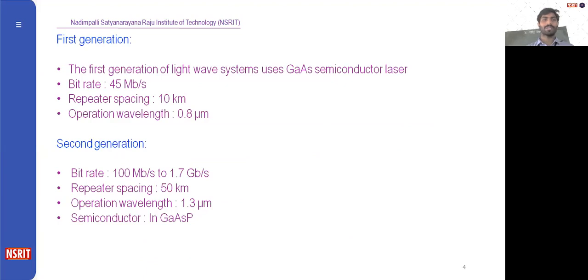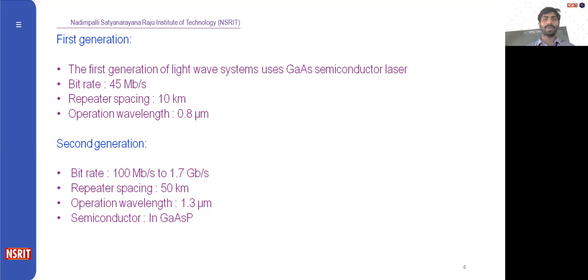Coming to the first generation, light wave systems used a gallium arsenide semiconductor laser. So here, the transmitter that is being used is gallium arsenide, which is an extrinsic material. The bit rate achieved in the first generation is 45 megabits per second, and the repeater spacing is 10 kilometers apart. That means for every 10 kilometers, there is a need for a repeater.